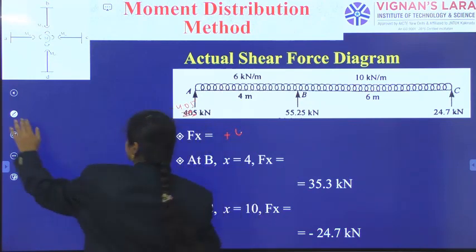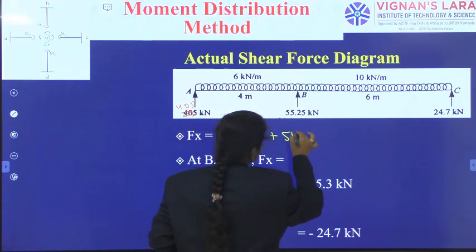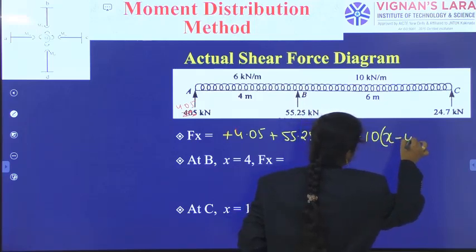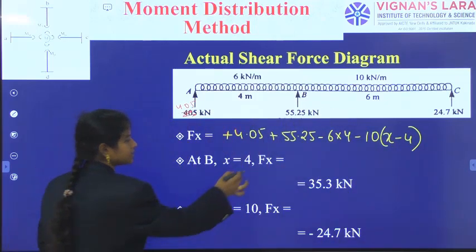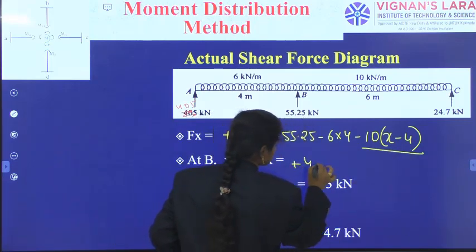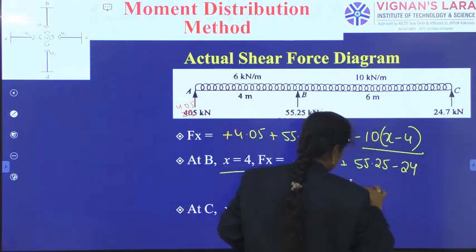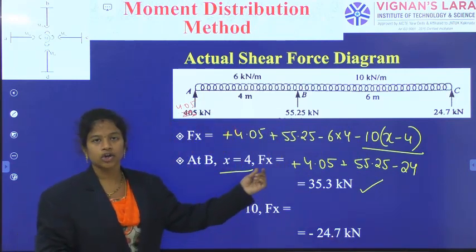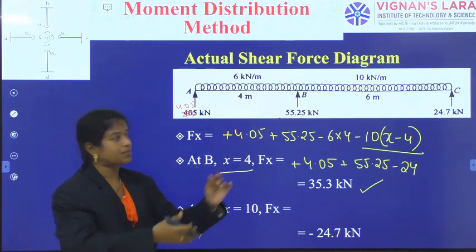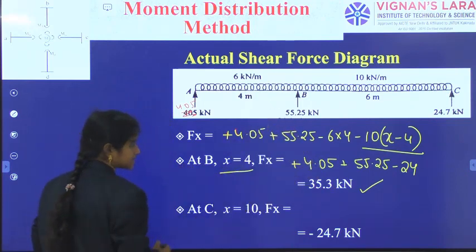So 4.05, 55.25 minus 6 into 4 minus 10 into x minus 4. So this is our equation, and once you substitute x is equal to 4, this term is equal to 0 only, plus 4.05 plus 55.25 minus 24, and the answer we have got is 35.3 kilonewtons at B, just to the left of B. On the right of B, only a simple addition of 55.25 happened suddenly, and then at x is equal to 10.